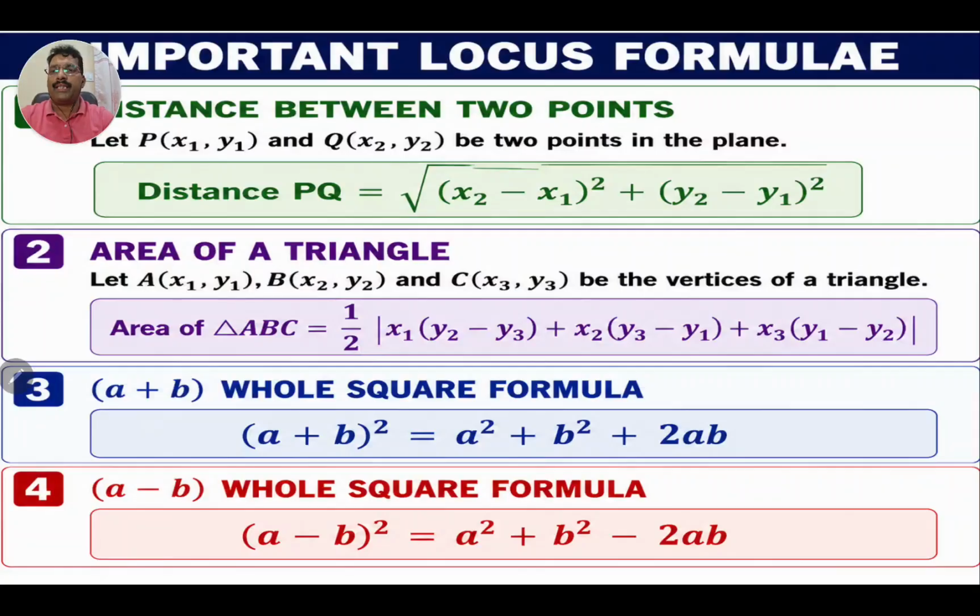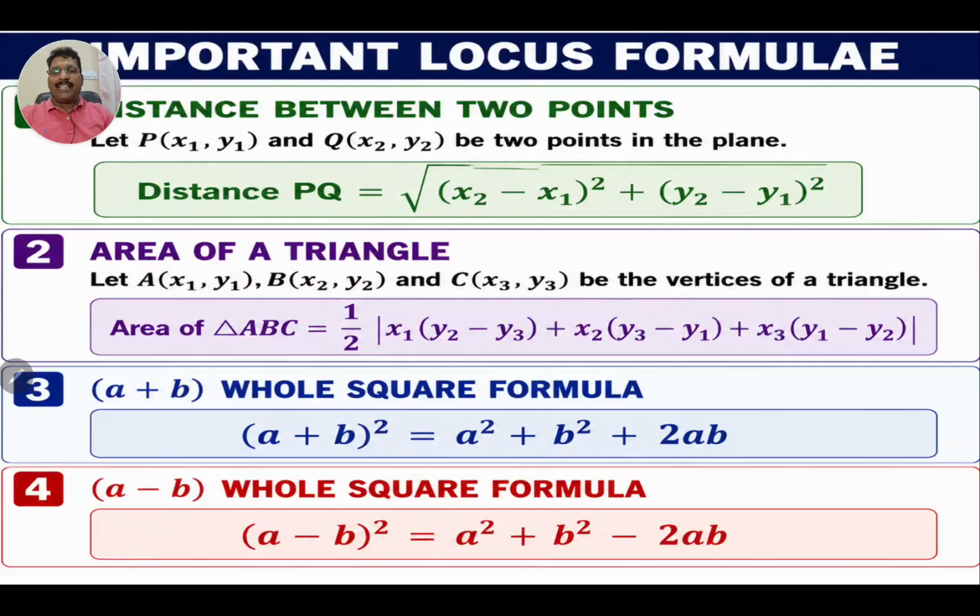See, important points in this chapter: only two formulas are there, that is distance between 2 points and area of a triangle. Distance between 2 points you have already learnt in your 10th class: under root (x2 minus x1) whole square plus (y2 minus y1) whole square. Next, area of the triangle, this formula also you have learnt in your 10th class: 1 by 2 modulus of x1 into (y2 minus y3) plus x2 into (y3 minus y1) plus x3 into (y1 minus y2).